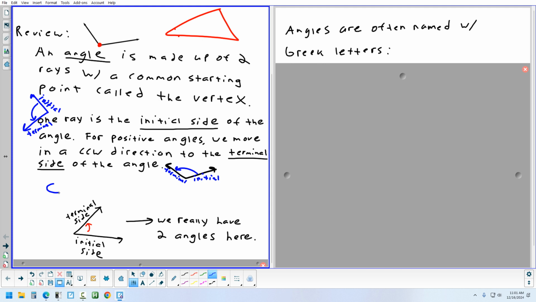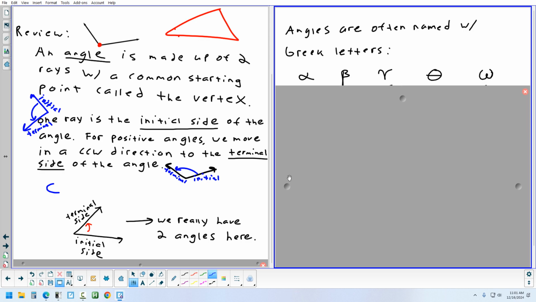The other thing is, if I ask you a question like, find B, you'd have to be like, well, which B? The capital B or the lowercase b? Oh, sorry, I meant the capital B, not the lowercase b. It gets confusing. So we're going to stick with Greek letters for angles, English letters for sides. There are some of the Greek letters that we use.